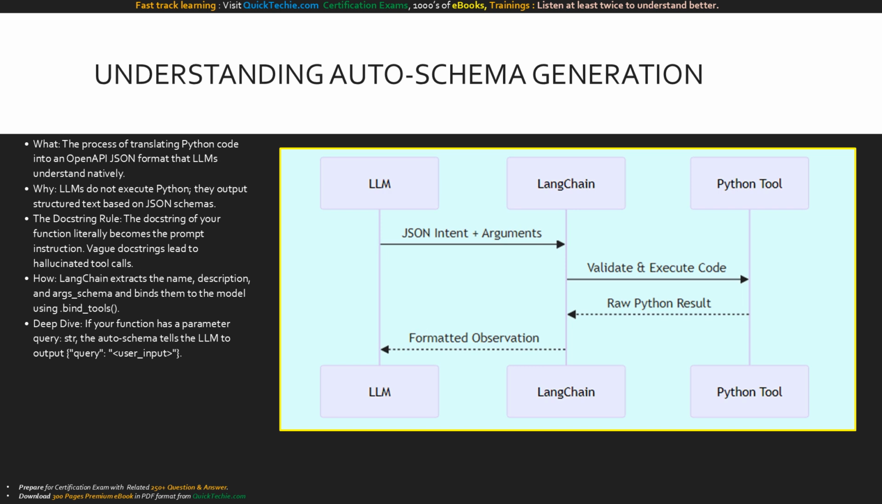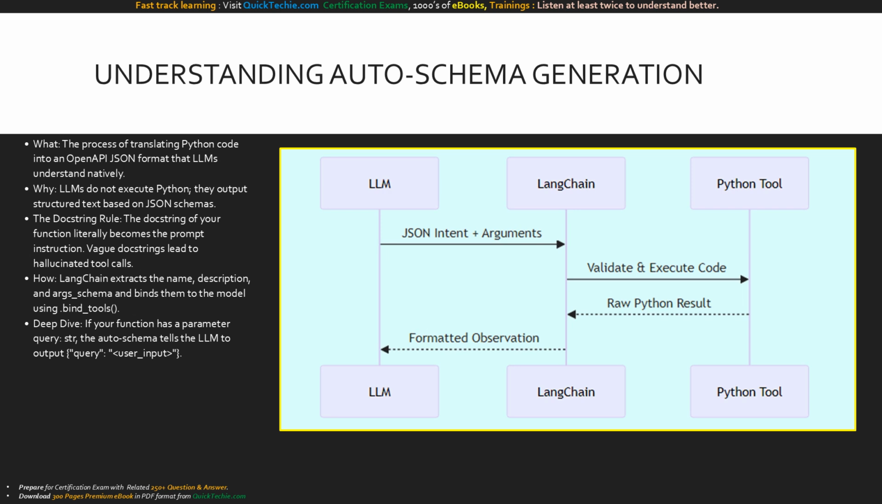This brings us to the docstring rule. In the context of AI agents, your function's docstring is no longer just documentation for other programmers. It literally becomes the system prompt for the LLM. If your docstring is vague, the LLM will hallucinate arguments and fail.